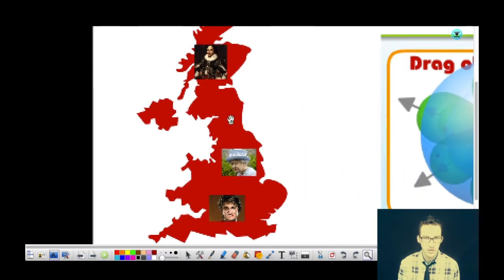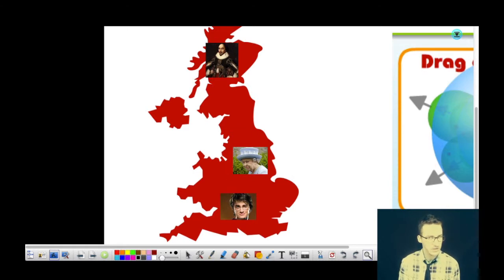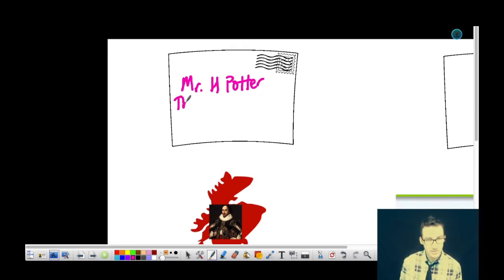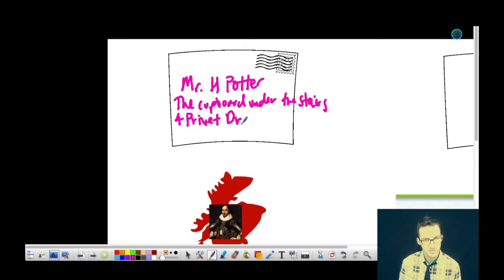If we take a quick look at the beautiful land of England, we have different people in the beautiful country of England. And I want to write a letter to my good friend Harry Potter. Let's think about what I would need to include on an envelope that I would address to good old Harry Potter. Okay, I'm definitely going to need to put his name, like Mr. H. Potter. H stands for Harry. Then I'm going to need to put the cupboard under the stairs. Obviously, I need a larger envelope. Then it's going to be 4 Privet Drive. And that's going to be in the town of Little Whinging, the British Whinging.